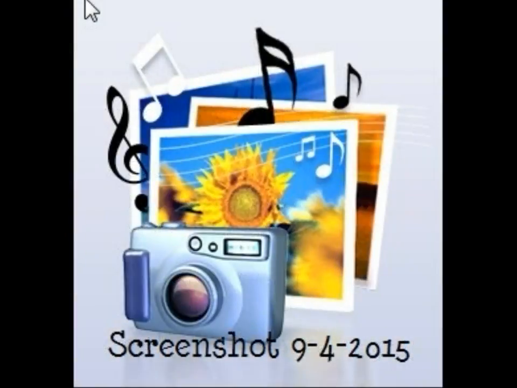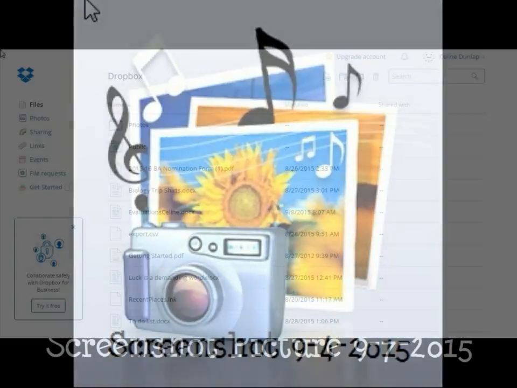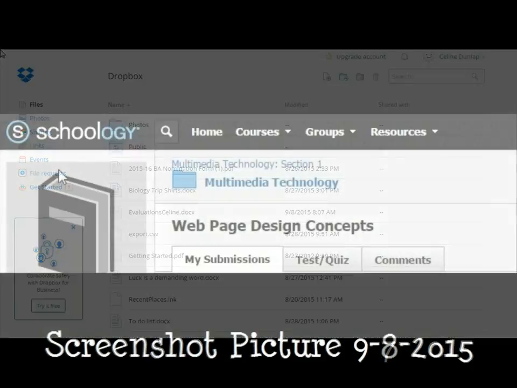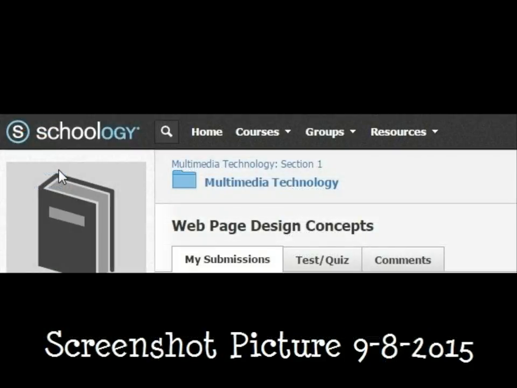On September 4th, we had a work day. Most people used it to work on their photo stories. On September 7th, we learned how to use Dropbox and learned some tips and tricks. On September 8th, we looked at our Schoology test scores and used the rest of the time for work time.